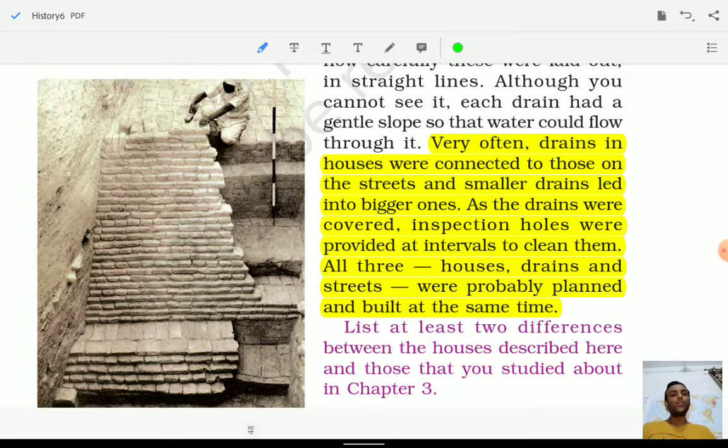The drains in the house were connected to those on the street, and a smaller drain led to the bigger ones. The smaller ones were connected to the bigger ones, and the drains were covered.